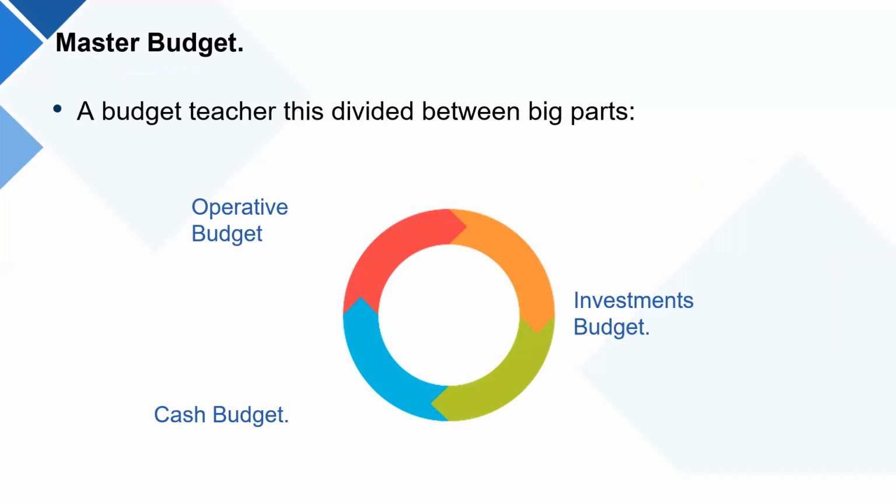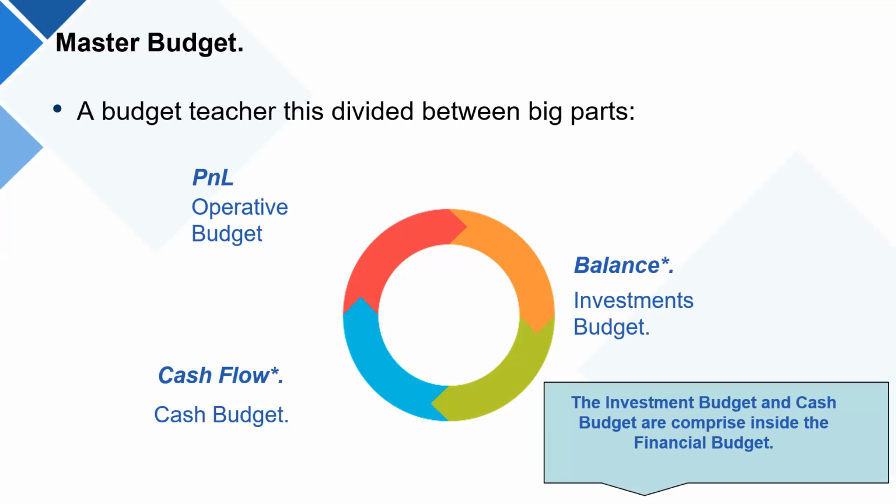And then I told you that each of these budgets is related with a financial statement. And then I asked you, which financial statement do you think is related to which type of budget? And all of you, the people who actually participated, understood perfectly, because you told me that the operating budget is the P&L or income statement, the investment budget is the balance sheet, and the cash budget is the cash flow.